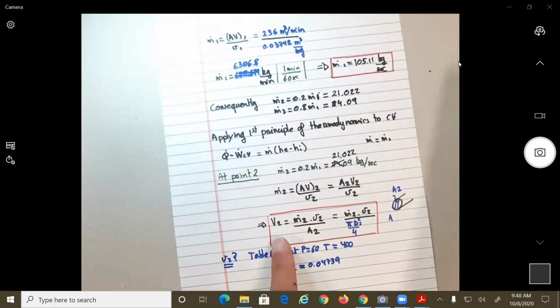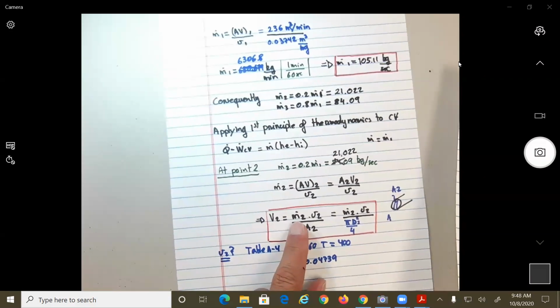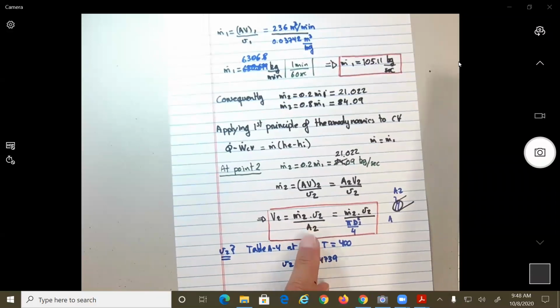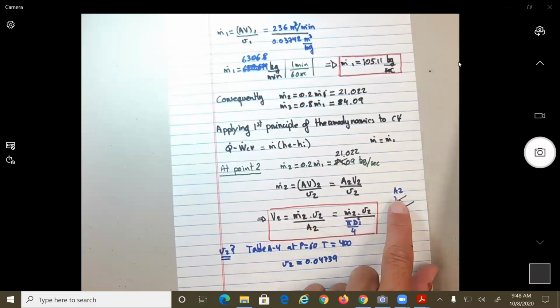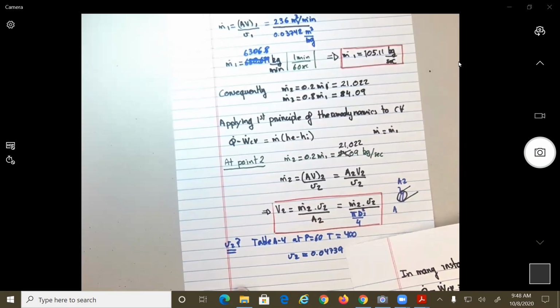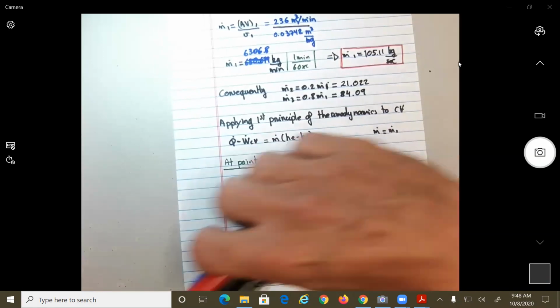Now that we have the mass flow 1, we derived the equation that the velocity at 2 will be m2 v2 divided by A2, where the area we assumed was a circular cross-section. So I think the only thing left over here is to do the calculation. All right, so let me take a new page.